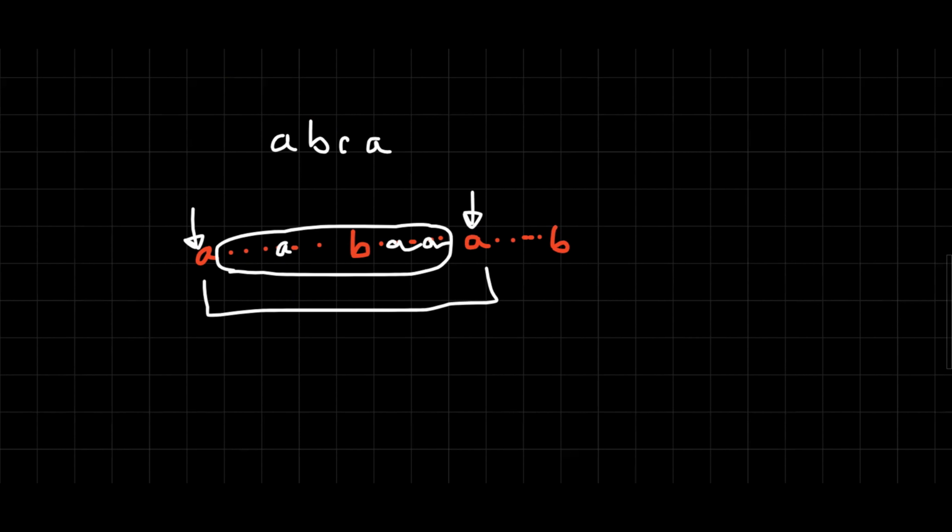Again, for the character B, this is the first occurrence of B, and this is the last occurrence of B. Now, there may be lots of B's in between, here, here, and here, but the optimal substring will be the one between the first B and the last B.